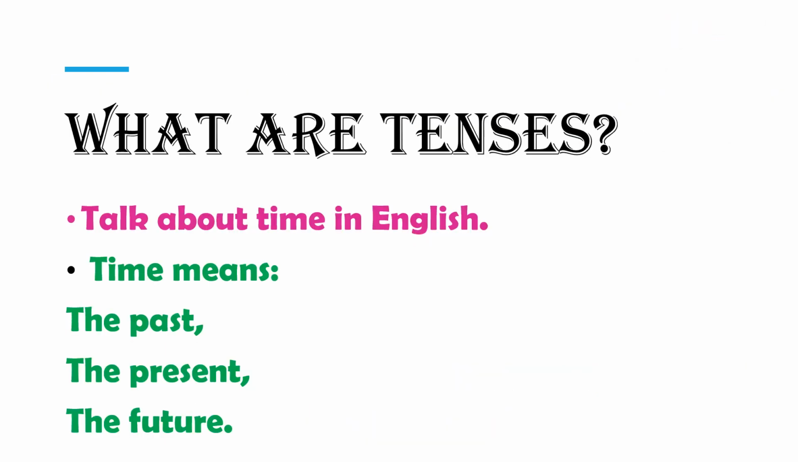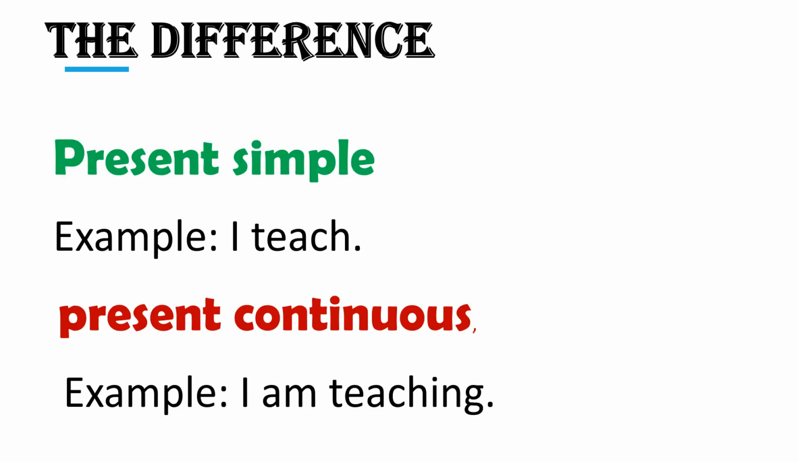Did you ever wonder what tenses are? Tenses are the way we talk about time in English. Time means the past, the present, and the future. We have different tenses to express or talk about the other times. In this lesson, we'll learn the two basic ways to speak about the present in English: the present simple and the present continuous or present progressive.